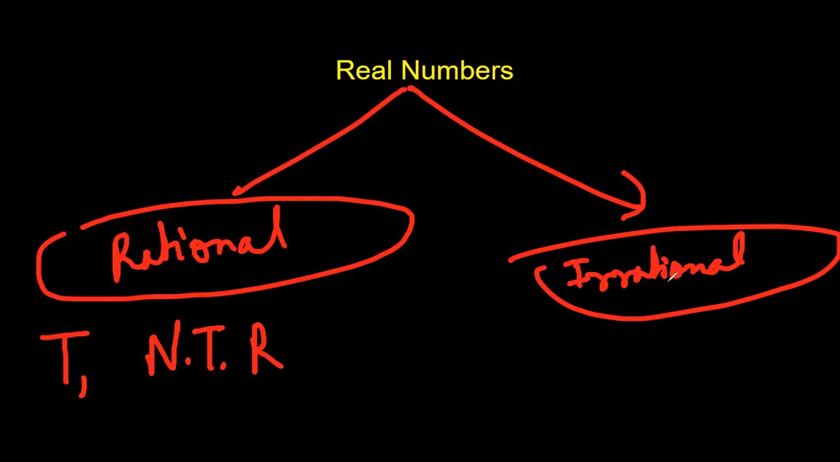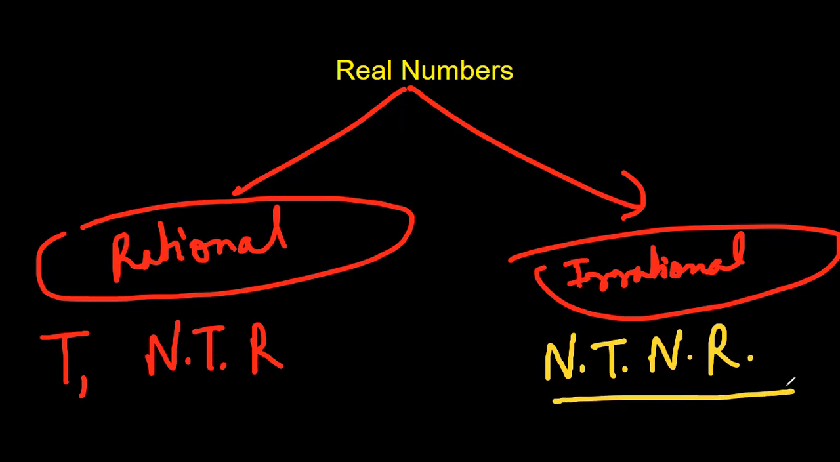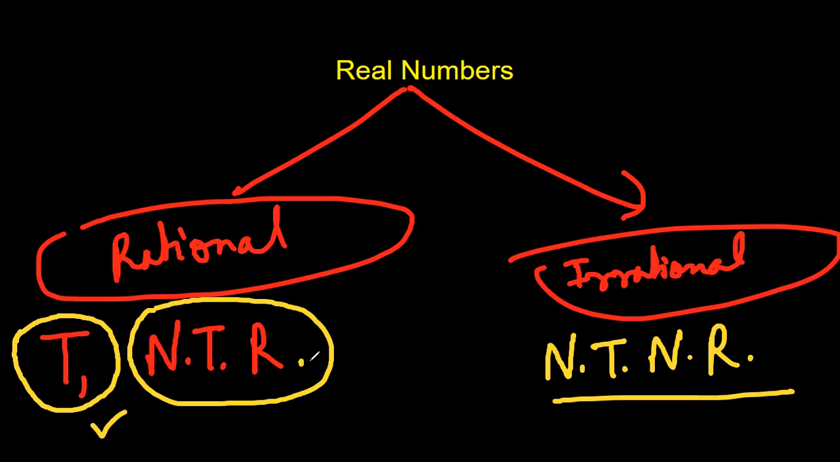For the irrational numbers, we are saying they will always be non-terminating, non-repeating, NTNR. In short, you can say non-terminating, non-repeating. All right. So I think these two terms would be enough to understand their decimal representation: the rational numbers are either terminating or non-terminating and repeating. And irrational numbers would always be non-terminating, non-repeating. Means the decimal representation of an irrational number would always be non-terminating, non-repeating.